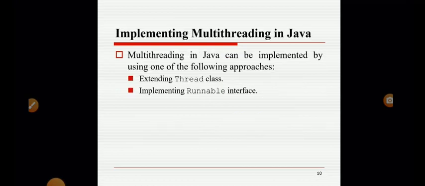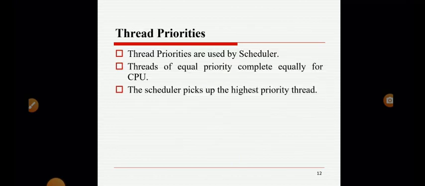Next we are going to discuss how we can implement multi-threading in Java. Multi-threading in Java can be implemented using either one of the following approaches. One is by extending the Thread class, and the other is by implementing the Runnable interface. So in two ways you can implement the multi-threading concept in Java.